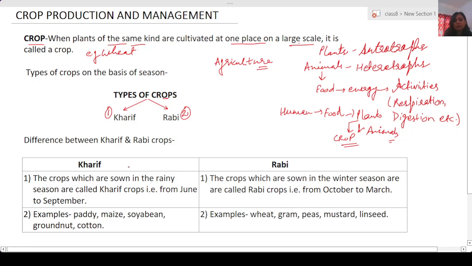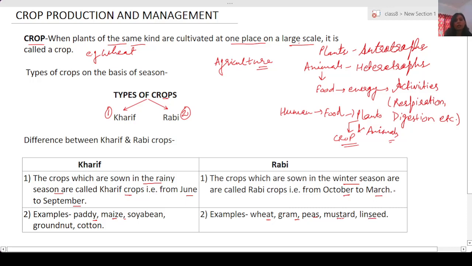So if you see the difference between the kharif and the rabi crop, the crops which are sown in the rainy season are called kharif crops, that is from June to September. Okay, and examples are paddy, maize. Paddy is what? Paddy is rice. Paddy, maize, soya bean, groundnut, cotton. If you see rabi crops, these crops are sown in the winter season, and their time varies from October to March. Examples are wheat, gram, peas, mustard, linseed, etc.